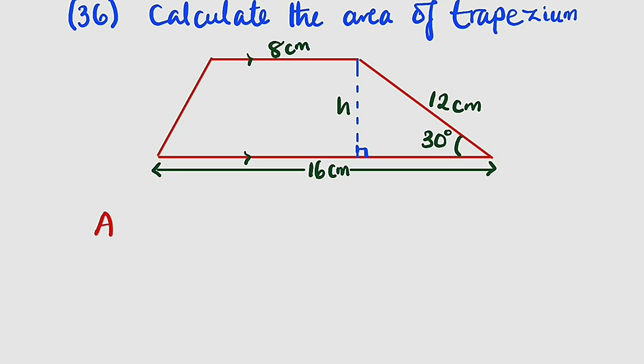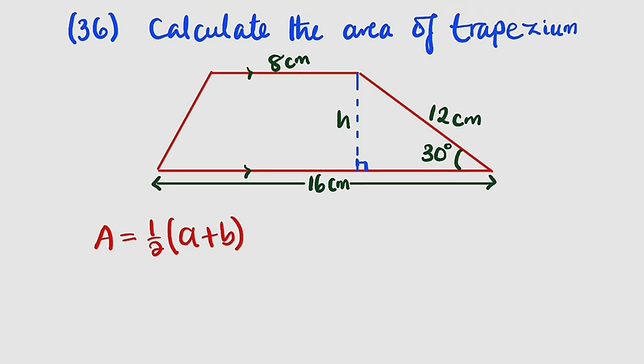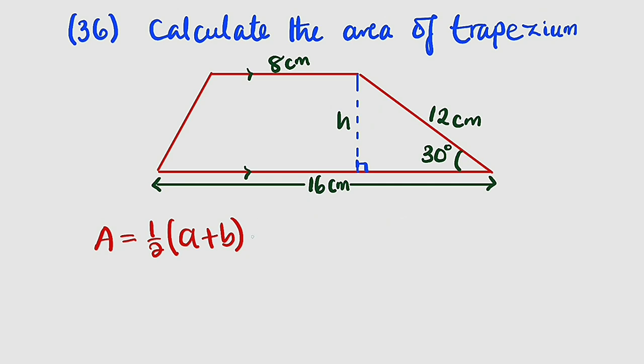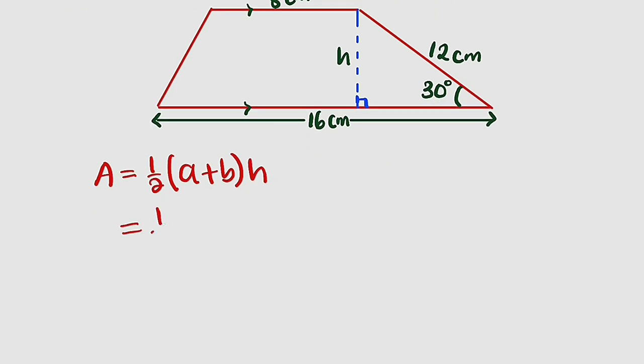The area of trapezium is equal to half multiplied by A plus B. A and B are just the parallel sides, which we have 8 and 16. Then you multiply by the height. So this is equal to 1 divided by 2 multiplied by 8 plus 16 multiplied by h. 8 plus 16 is 24, and half of 24 is 12. So this is 12h. But what is h? We need to find it. H is equal to what?